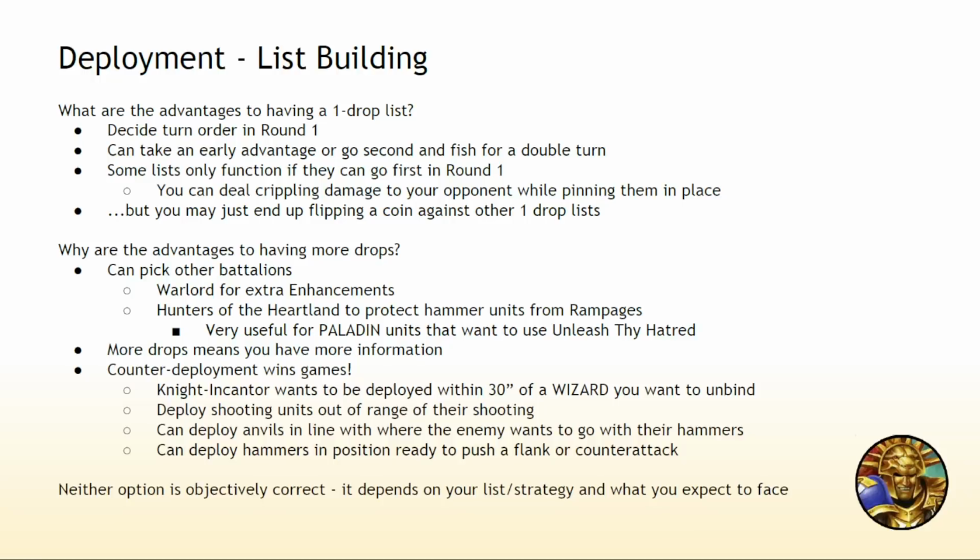And similarly, you can put your hammers in a position where they can flank or counterattack. If your opponent is pushing into your liberators, they've positioned to do that. You can put your protectors behind those liberators for a riposte, but you might not have all the information you need to do that until they've already deployed. So counter deployment is really, really important, but neither of these options is objectively correct. It depends on what your list is trying to do.